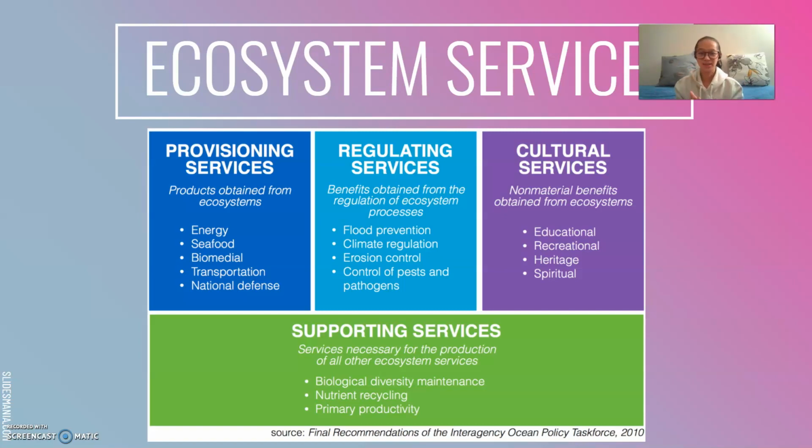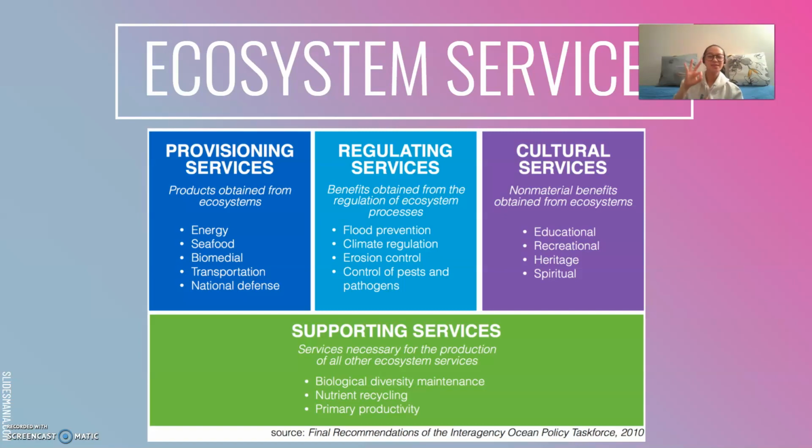Versus regulating services, these help regulate ecosystem processes, and we get those benefits too, right? Like flood prevention and erosion control, really important because plants help aid those things. Wetlands help with flood prevention. Certain plants help with erosion control around banks and streams, right? So even though they're kind of doing their thing, we still get the benefits from those.